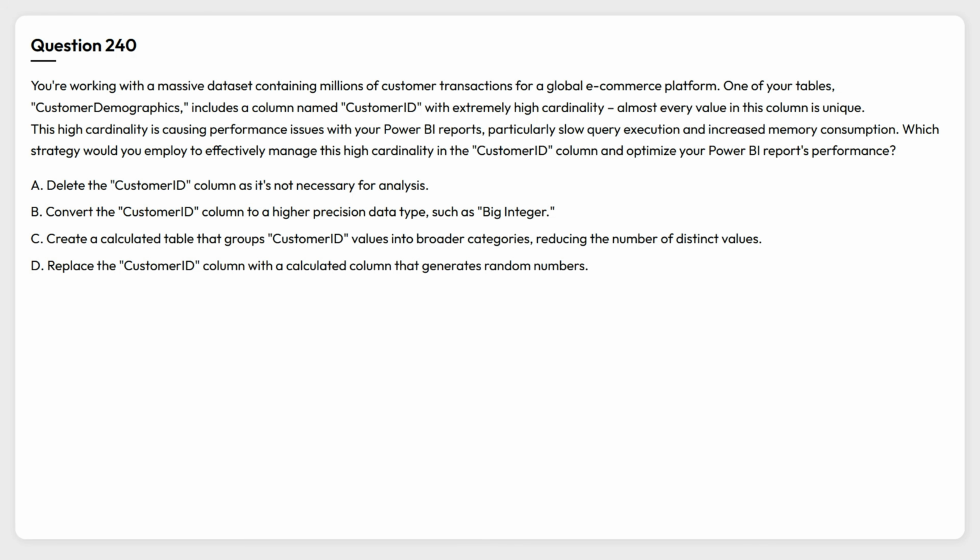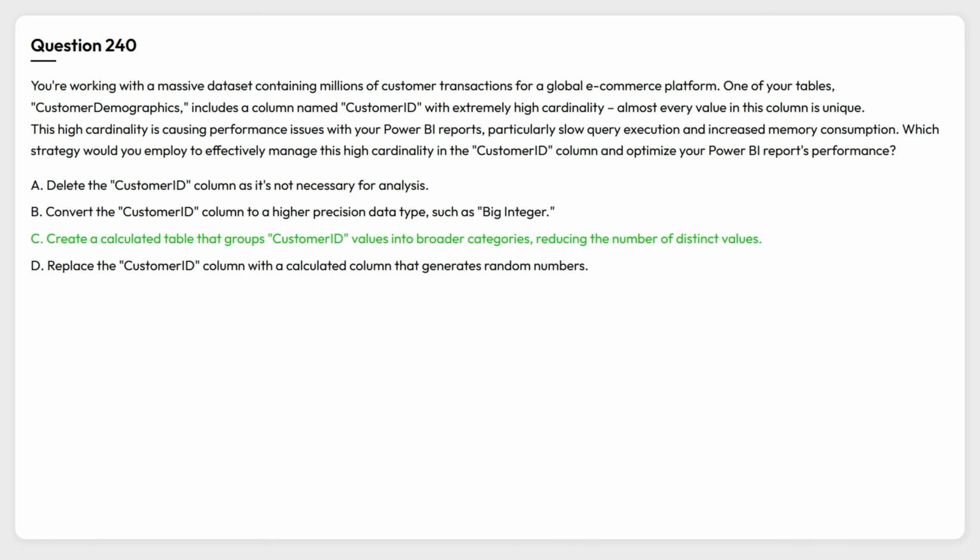Option A. Delete the customer ID column as it's not necessary for analysis. Option B. Convert the customer ID column to a higher precision data type, such as big integer. Option C. Create a calculated table that groups customer ID values into broader categories, reducing the number of distinct values. Option D. Replace the customer ID column with a calculated column that generates random numbers.